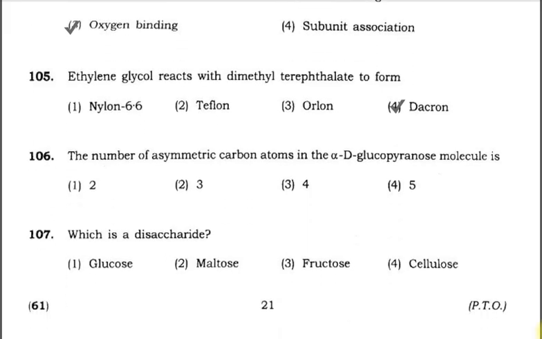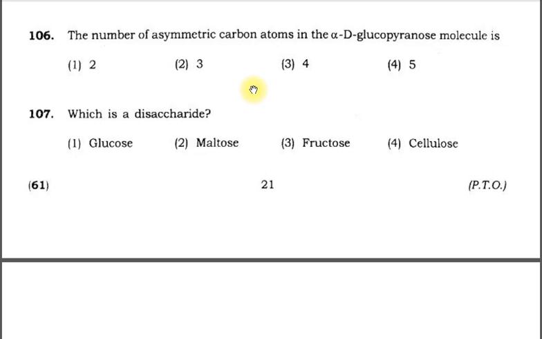Question number 106. The number of asymmetric carbon atoms in the alpha-D-glucopyranose molecule is: the options are 2, 3, 4 or 5. Here the correct answer is option number 4, which is 5, as the number of chiral carbon atoms is 5.